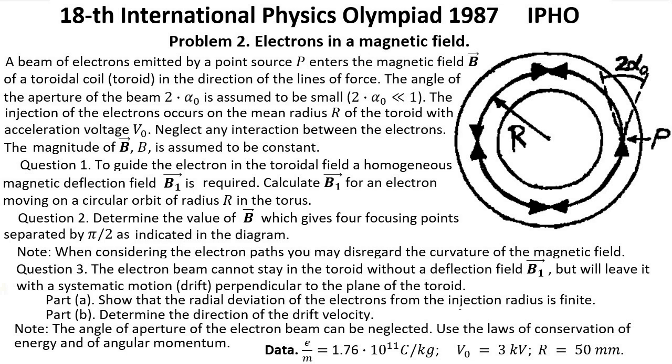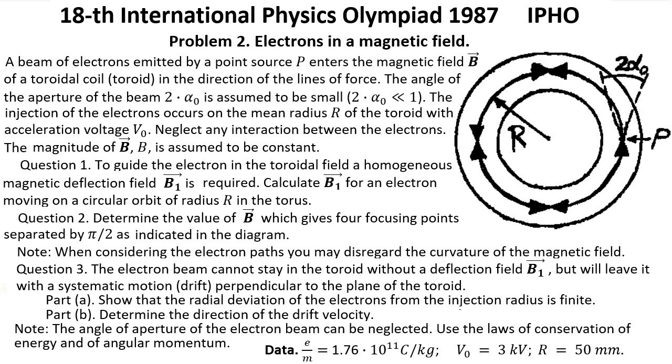Problem 2. Electrons in a magnetic field. A beam of electrons emitted by a point source P enters the magnetic field vector B of a toroidal coil, a toroid, in the direction of the lines of force. The angle of the aperture of the beam, 2 alpha 0, is assumed to be small, 2 alpha 0 much less than 1.